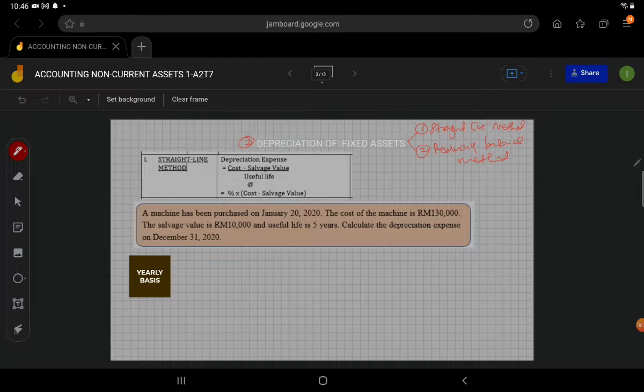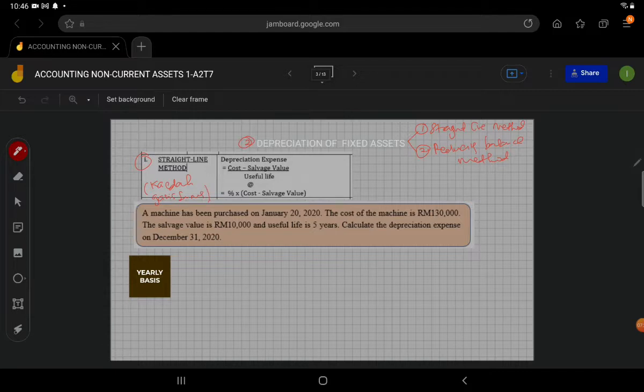So in this video I will show you, saya akan tunjukkan kepada anda semua dua-dua method ini. Kita akan discuss. First we look at straight line method. Under straight line method, in Malay we call it kaedah garis lurus.